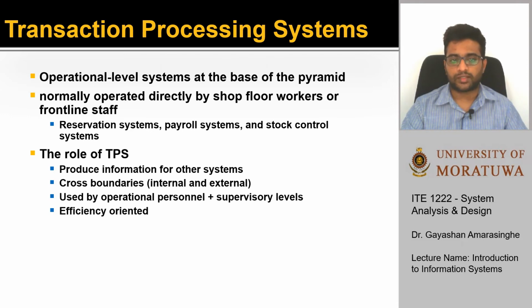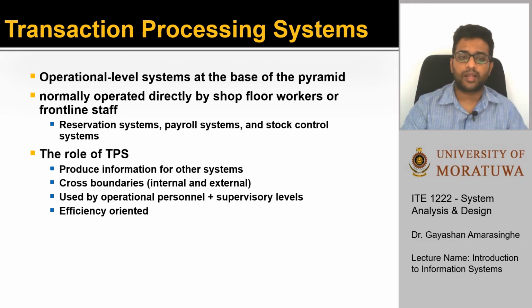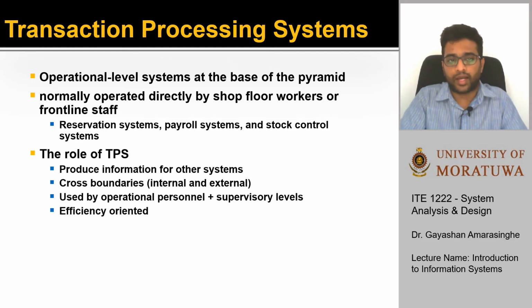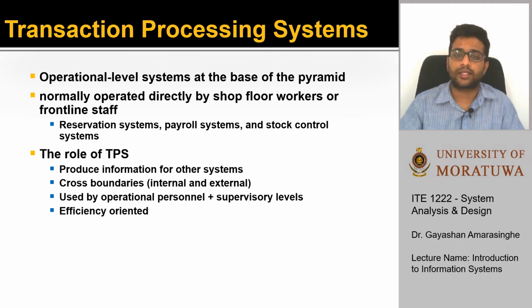So what about the role of transaction processing systems? This role can be considered in four categories. Produce information for other systems. These transaction processing systems will be producing information that can be used by other information systems. The second role will be crossing boundaries. These transaction processing systems can be crossing internal boundaries as well as external boundaries. For example, a transaction processing system might have to interact with some other information system that is outside the organization, thus crossing the external boundaries.